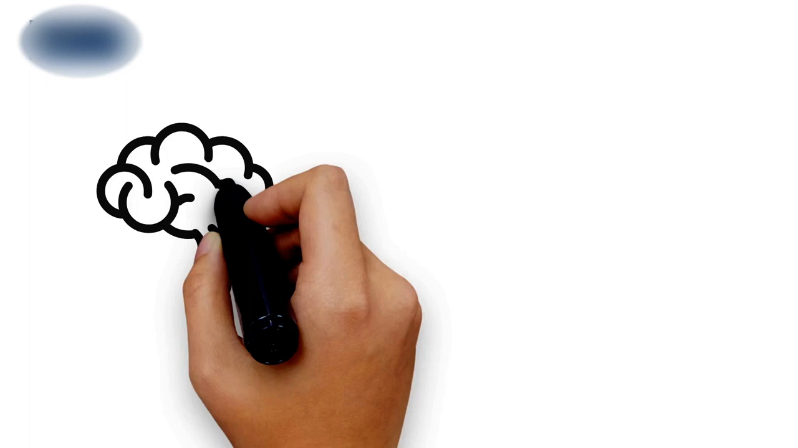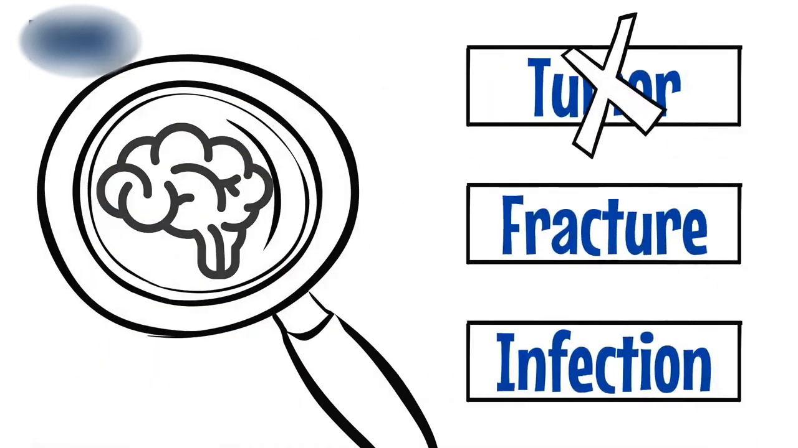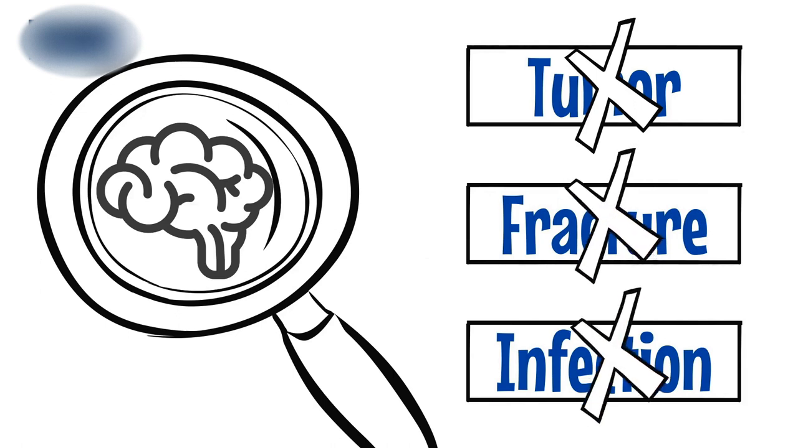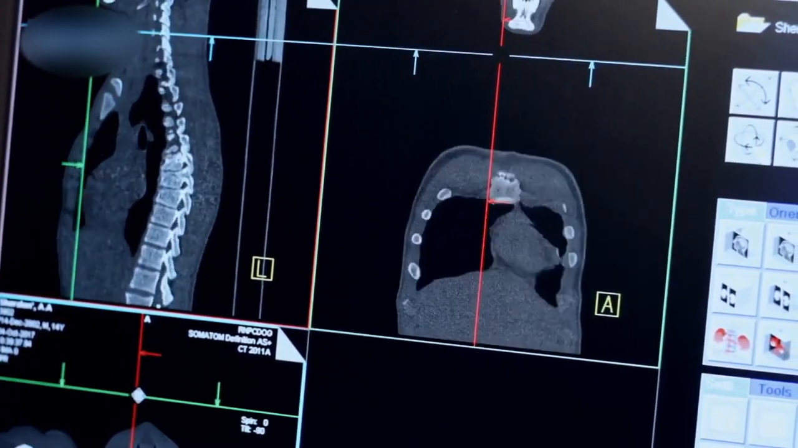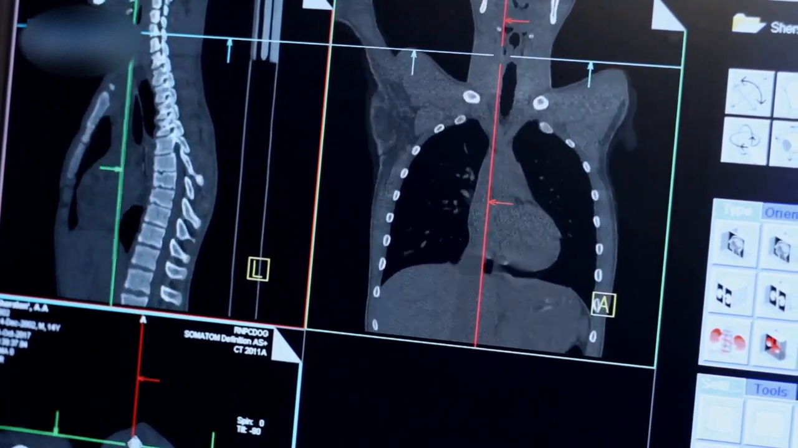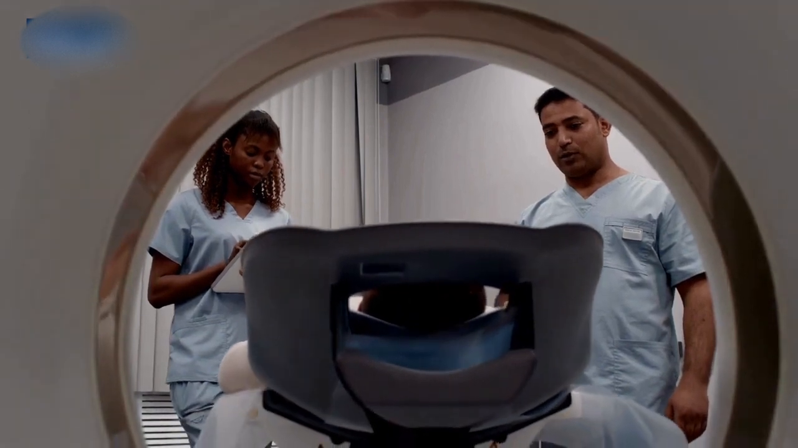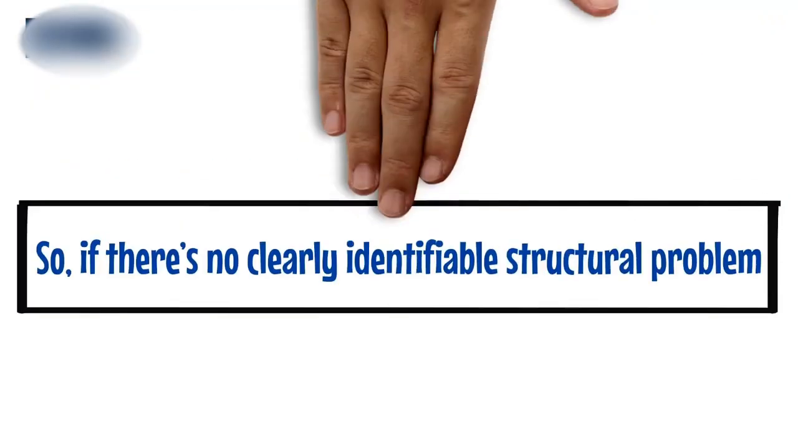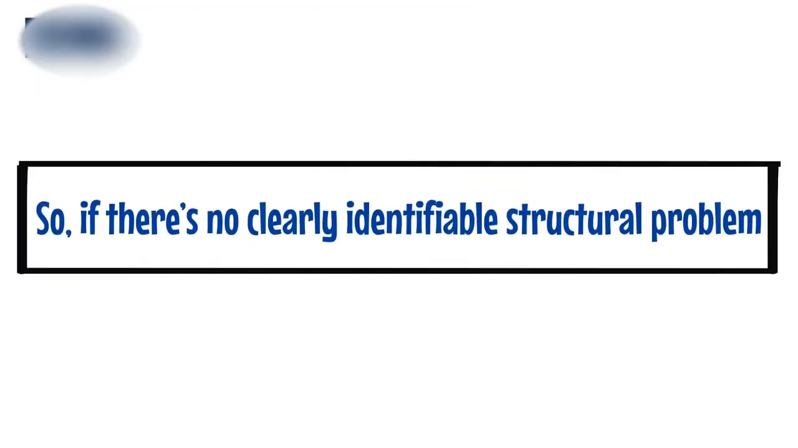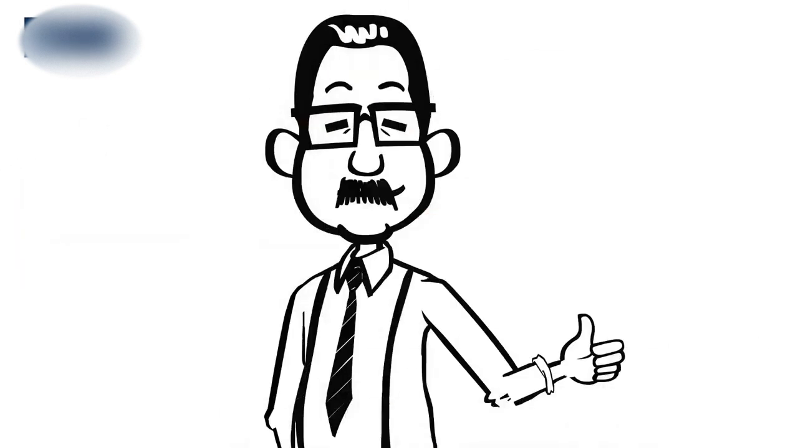In general, if there is no evidence for a tumor, a fracture, an infection, or some significant structural problem, it is likely that the pain is not due to a structural problem. We learned in one of the other videos that an abnormal MRI of the neck or back is often actually normal in most people. In fact, these mildly abnormal MRIs occur in most people who have no back pain at all. So if there is no clearly identifiable structural problem, this is good news. Now you know what you don't have.